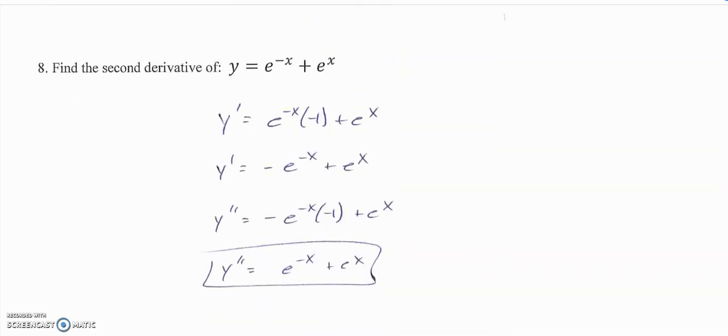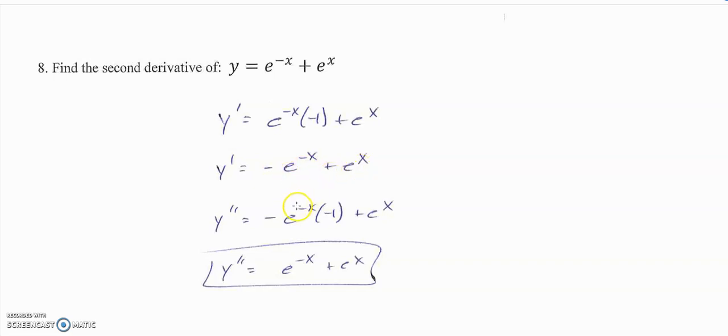Okay, question 8. Find the second derivative of y equals e to the negative x plus e to the x. So the first derivative: the derivative of e to the negative x, step 1, rewrite it, e to the negative x, and then the derivative of the exponent, the derivative of negative 1x is negative 1. Plus the derivative of e to the x is e to the x. So we'll simplify along the way. Instead of having e to the negative x times negative 1, we can say the first derivative is negative e to the negative x plus e to the x.